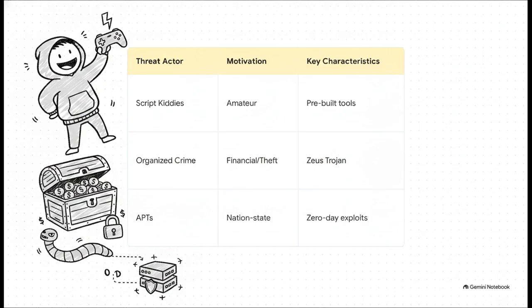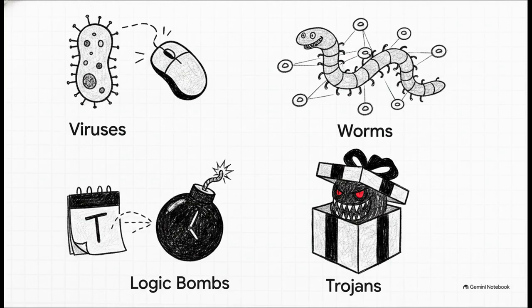And finally, at the bottom, we have Advanced Persistent Threats, or APTs. These are your highly funded nation-state or military groups that utilize zero-day exploits and conduct incredibly targeted attacks. Knowing the stark difference in funding and motivation between an opportunistic script kiddie and a nation-state APT is absolutely crucial for your risk assessments. Now, let's rapidly define the core malware categories you're going to face on the exam.